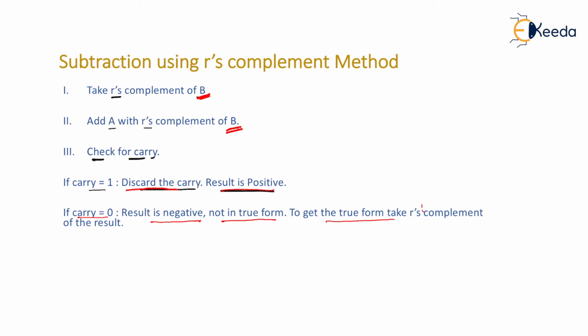To get the true form, this time they are asking you to take r's complement. There, in the r minus 1's complement method, we used to take r minus 1's complement of the result to get the true form. I hope it is crystal clear for you. If not, not to worry. We are here to solve the problems, okay? Let's solve the problem and get the confidence. That's the only way we can do it.